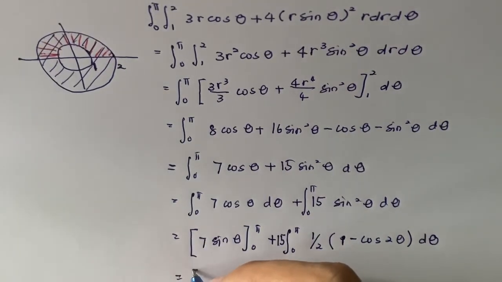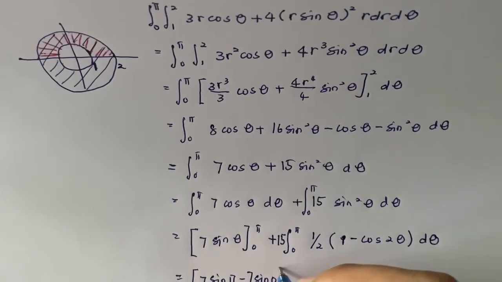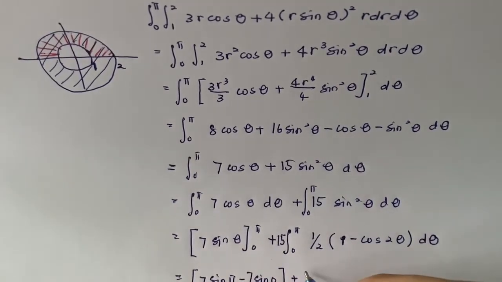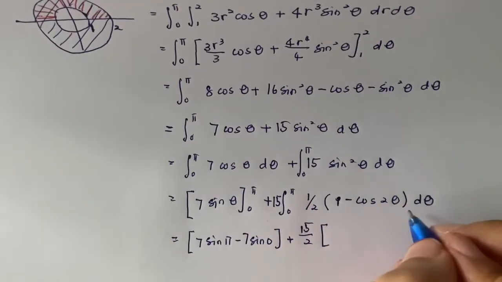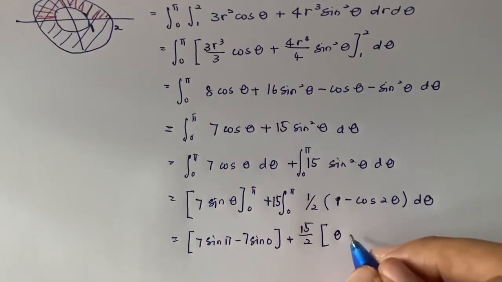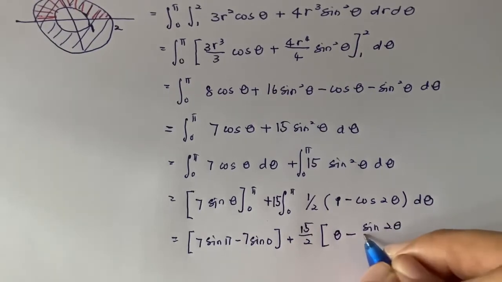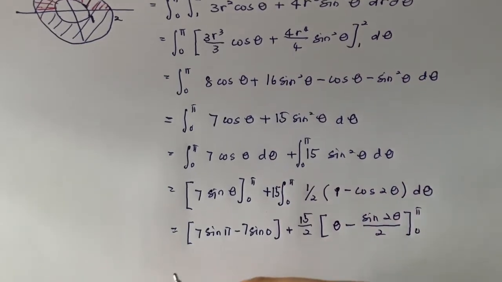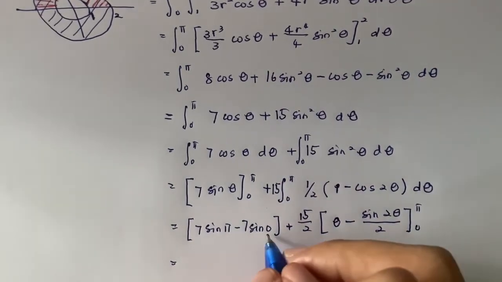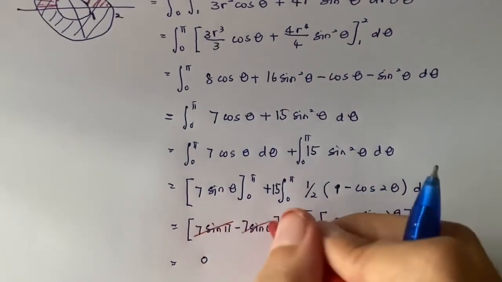So for this one, you have 7 sine pi minus 7 sine 0 plus, for this one, you have 15 over 2, and then integrate 1 with respect to theta. You have theta minus, for cos 2 theta, it will be sine 2 theta divided by 2, and this is from 0 to pi. 7 sine pi minus 7 sine 0 is equal to 0. This 2 is equal to 0.